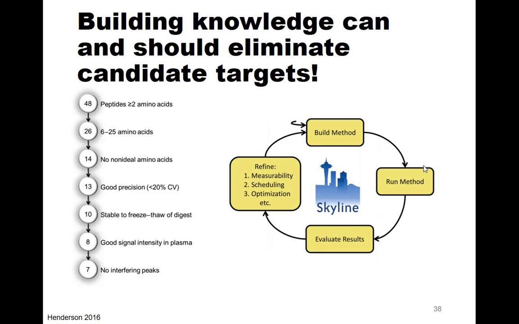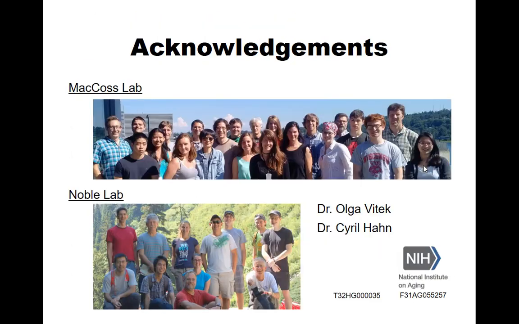Another thing I'd like to emphasize is that when you're building knowledge like this, whether it's for targeted or for DIA, you absolutely can and should be eliminating candidate targets. Nothing that you initially consider is guaranteed to make it past all of the filtering criteria that you put in place for a validated, calibrated assay development. This is an example from one of Andy Hufnagel's recent papers. They started out with 48 potential peptides and ended up with 7. Sandy showed you an example that started with 30-something peptides, and she kept eliminating more and more at each step of refinement. So you absolutely should be eliminating peptides if you're performing quantitative assay development.